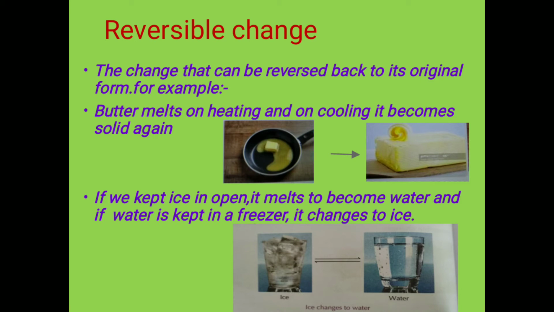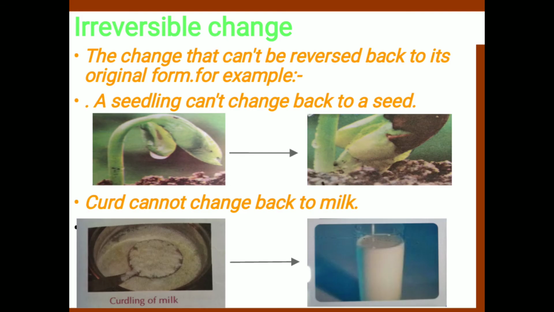If we take butter and heat it, after heating it turns into liquid form, and on cooling it becomes solid again. So this is an example of reversible change. Another example of reversible change is ice turning into water. If we keep it in the freezer, it changes back to ice.